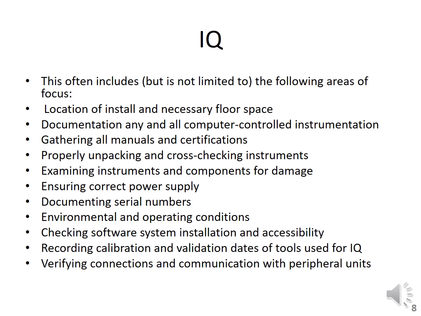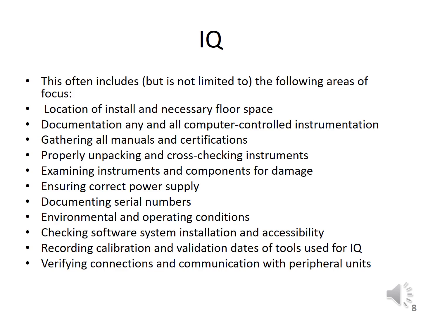Documenting the serial number. This is important. For example, if you already have that kind of machine in your lab, you have to give a serial number that this is the second machine, right? If you already have 3 or 4 machines, you have to give a proper serial number, right? Environmental and operating conditions, these are important.